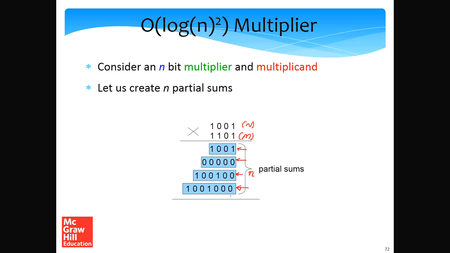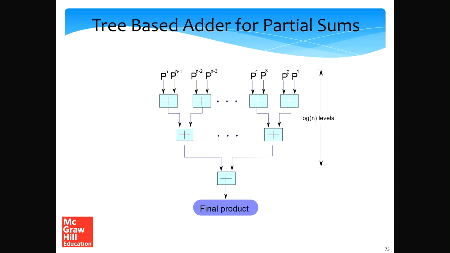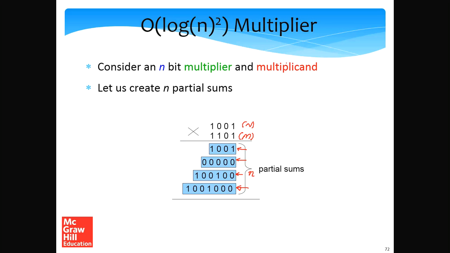After that, we need to add n numbers. For adding n numbers, we can have a tree of adders. We can add the first and second numbers here, the third and fourth numbers here, the n minus 3rd and n minus 2nd numbers here, and similarly we can have a tree of adders. If we take a look at the sizes of the numbers, the first partial sum is n bits long, and the last partial sum is 2n minus 1 bits long. So this is n over here and n minus 1 zeros.